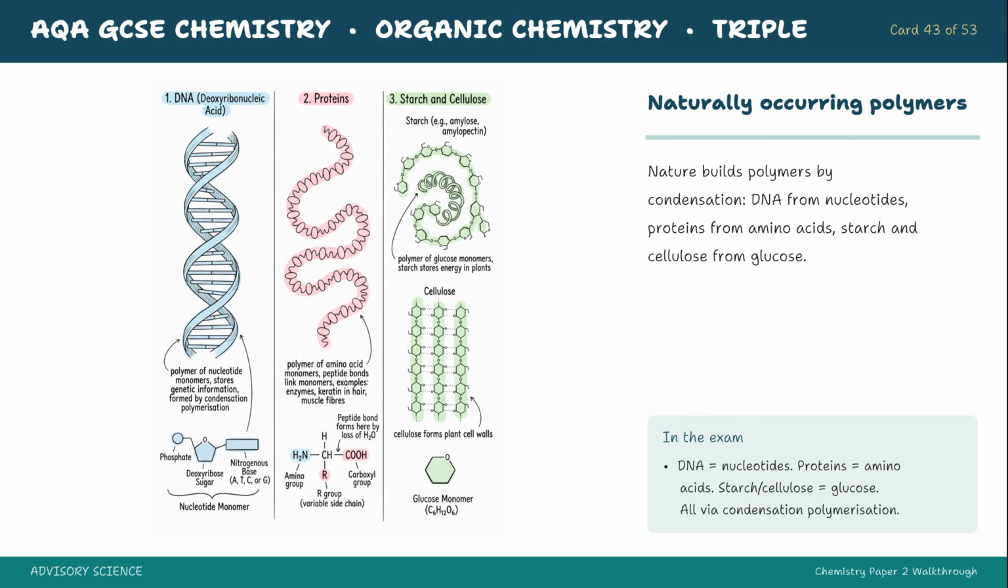Starch and cellulose are both natural polymers too, and they're made from the sugar called glucose, which is the monomer, and plants use them for energy storage and structure. In the exam, learn the monomer for each one. Amino acids make proteins, nucleotides make DNA, and glucose, sugar, makes both starch and cellulose. DNA is described as two strands in a double helix.